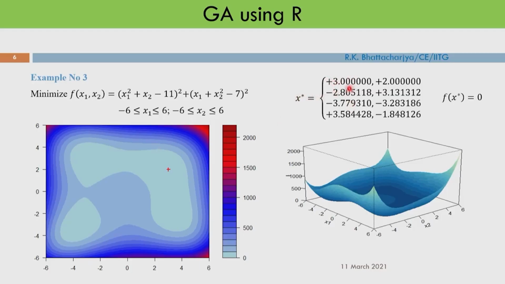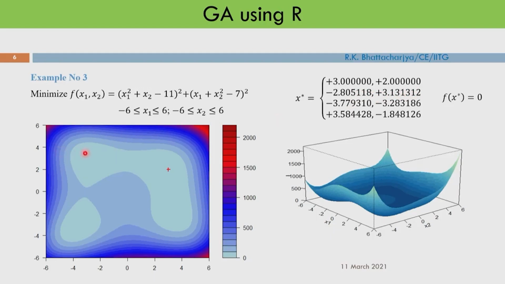There are 4 optimal solutions. x star is equal to 3 and 2. This is in the first quadrant, and then you have minus 2.805118 and 3.13132.